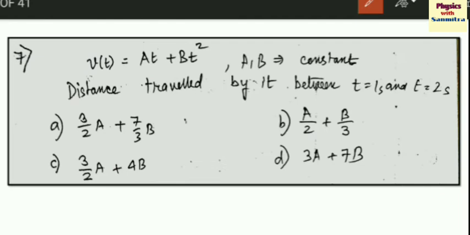Now just see here, At plus Bt square, where A and B are constants. Now distance is asked. What do we have to do? What is the distance? x is equal to the integral of v dt.